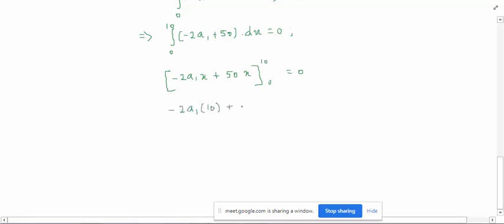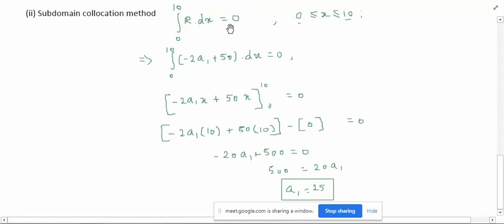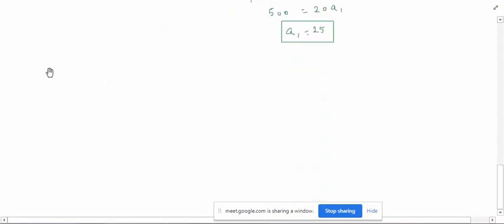So apply the upper limit. If you apply the lower limit, it will become 0. From this simplified equation form, we can find the a1 value equal to 25, right? So this is the subdomain collocation method. For both methods we have got the same answer, right?